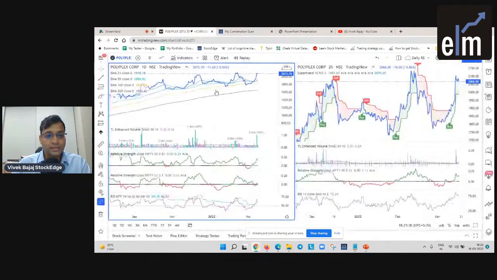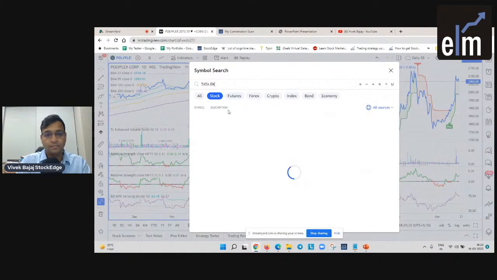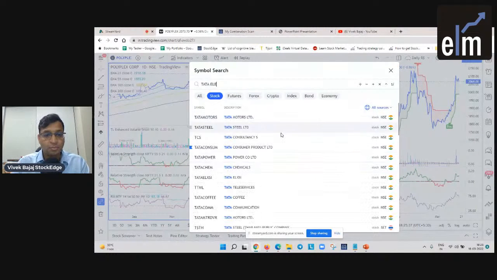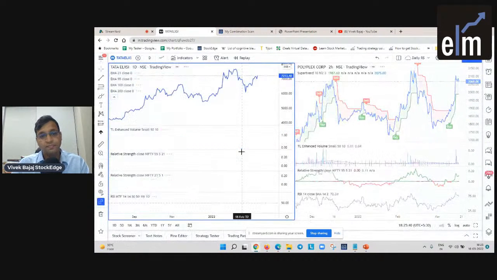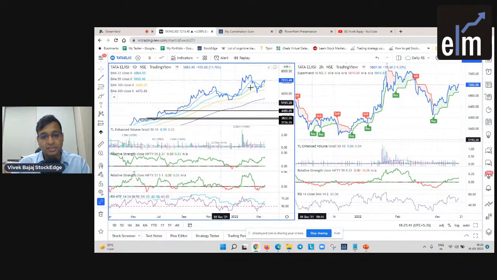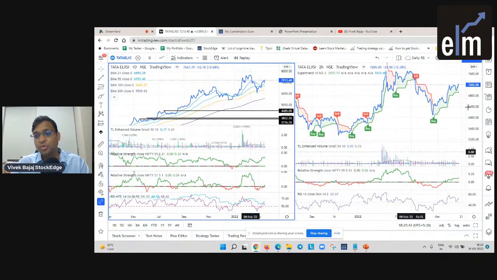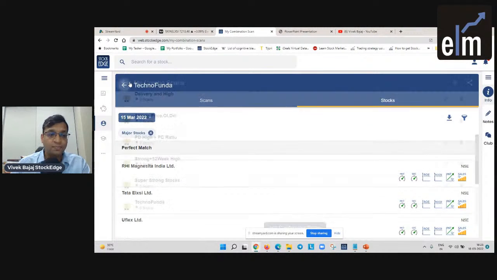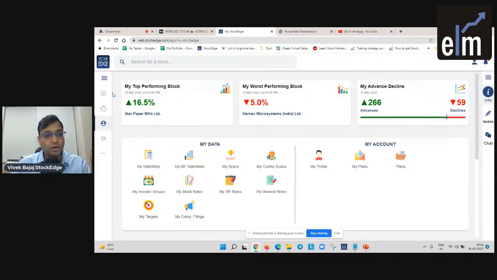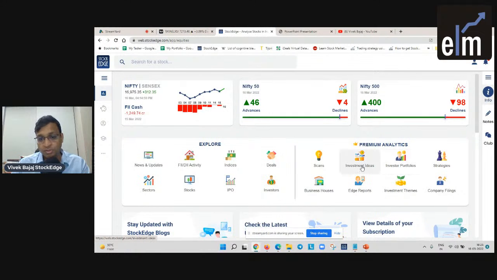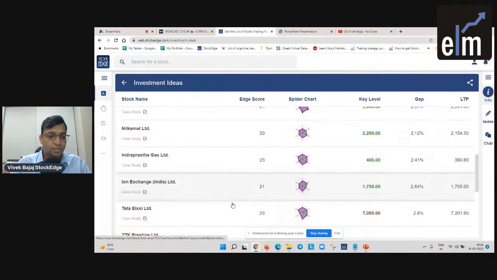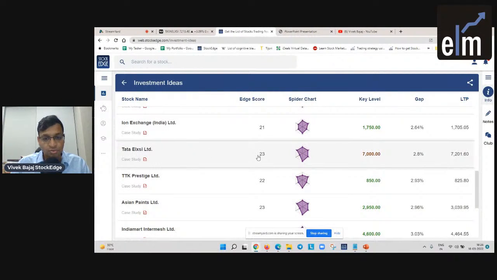Let's talk about Tata Elxsi. By the way, Tata Elxsi was also there as part of our Edge report. So this is Tata Elxsi, strong stock, just emerging strong, 2 hourly also strong, very good. Momentum is there. But as I said, Tata Elxsi was also part of our Edge score. So if you go to investment ideas, you will get Tata Elxsi here. We are going to add a search option very soon. So look at Tata Elxsi, 23 score.